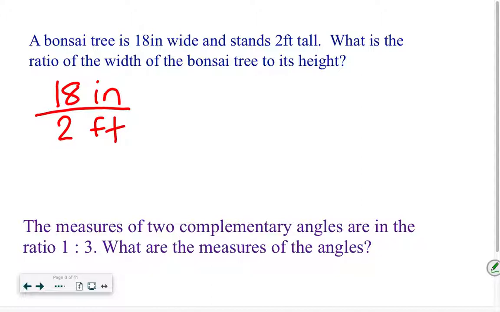Are feet and inches the same? No. What should I multiply what by? Should I turn to inches or feet? Inches, yeah. So what do I have to multiply my feet by to get inches? 12. So I got times 12. So I still have my 18 inches on top. On the bottom, I have how much? 24 inches.